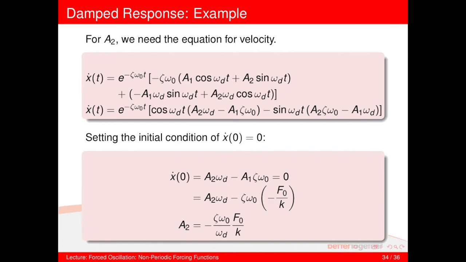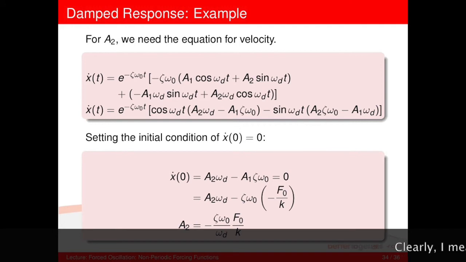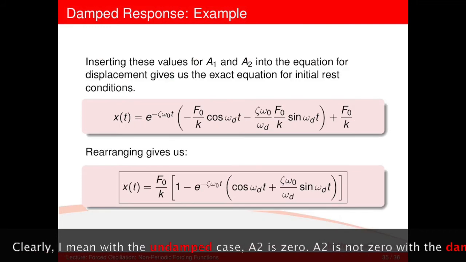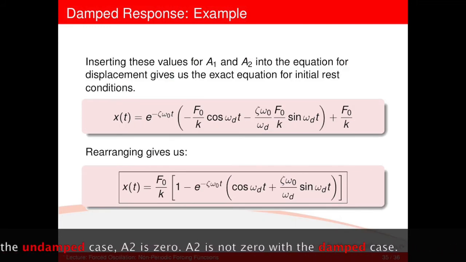And so setting t equal to 0, we can work out what a2 is, and we end up getting zeta omega naught divided by omega d times f naught upon k. If you remember back before, when we had the undamped case, a2 came out to be 0. In the damped case, a2 is not 0. So if you insert those into your general solution, you end up with this.